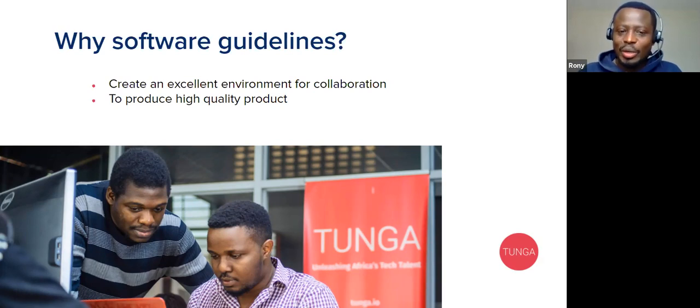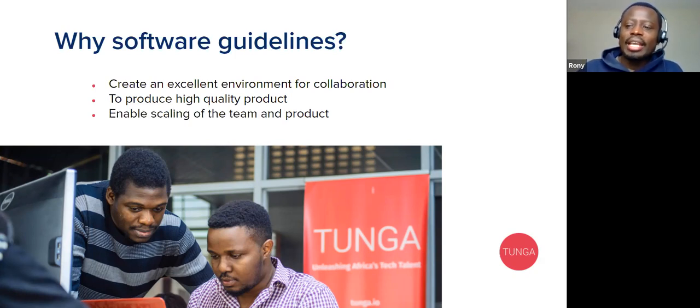Then of course, to produce high quality products, we need to have a harmonized way. Imagine whereby we have 6, 7, 8, 10 developers collaborating, and we need to have a very good product that is not buggy, and you can know when to release and all those things. So all these processes, a harmonized process that gives us a high quality product, guidelines really help with that.